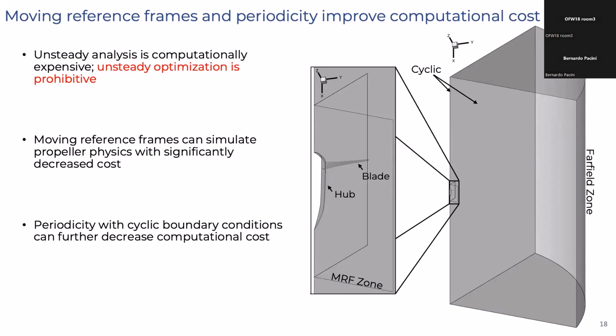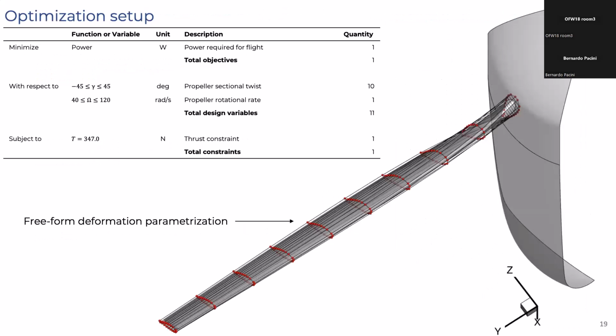So on the right side of this slide is our computational setup for this optimization, where we have a moving reference frame zone that goes around the hub and the blade, and then we have a far field surrounding it, and we only take one wedge of the actual far field because we just need that single blade instead of all 5 of them. So the optimization setup is to decrease the required power with respect to propeller twist and rotational rate design variables with an imposed thrust constraint of the thrust required for cruise flight.